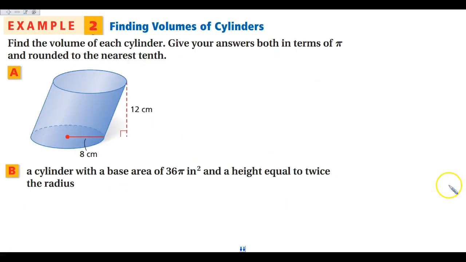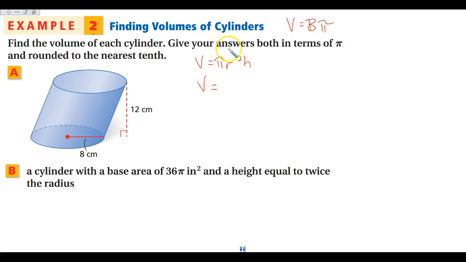So let's go ahead and take a look at cylinders. We want to give our answer in terms of pi and to the nearest tenth. My formula for volume, again, is area of the base times height. But my base is always a circle in a cylinder, so the area of a circle is pi r squared. So we're going to do pi r squared times height.